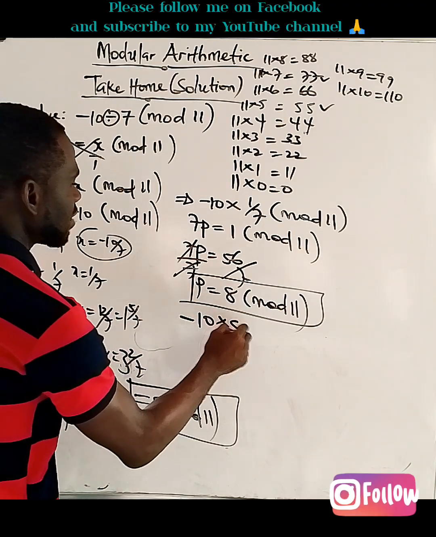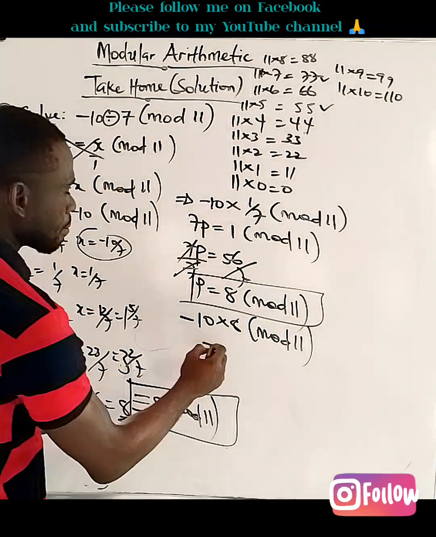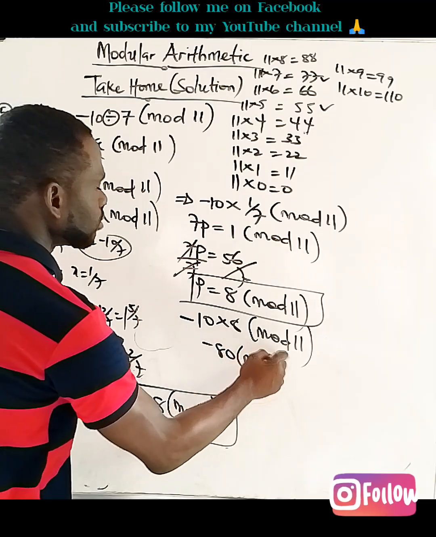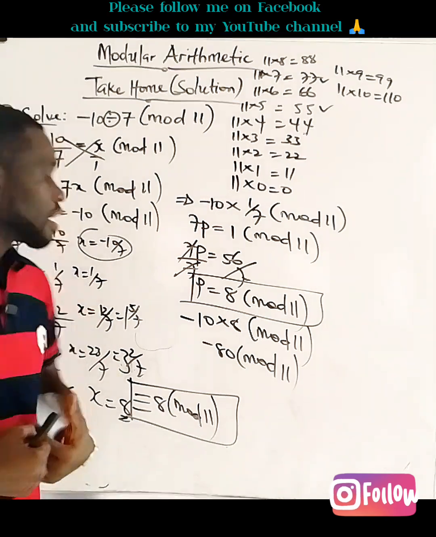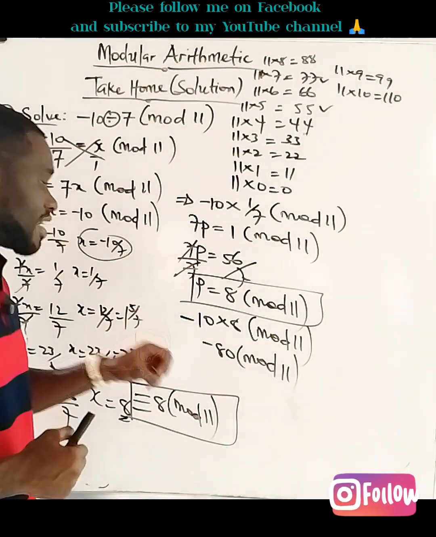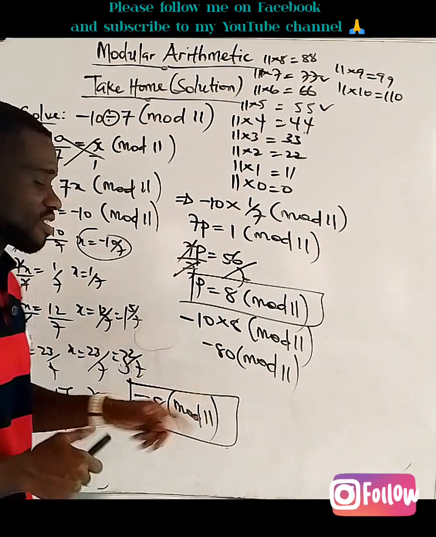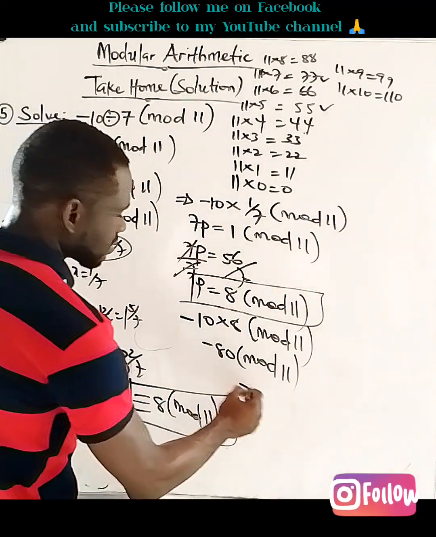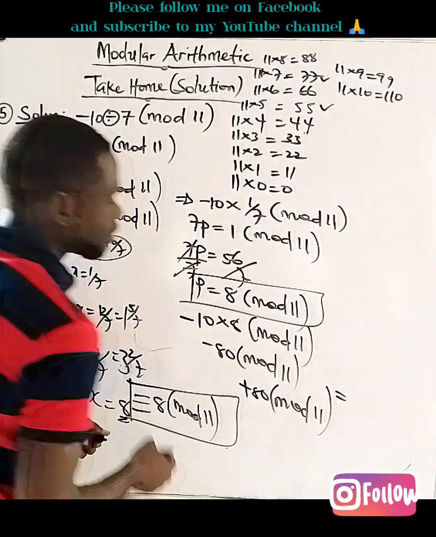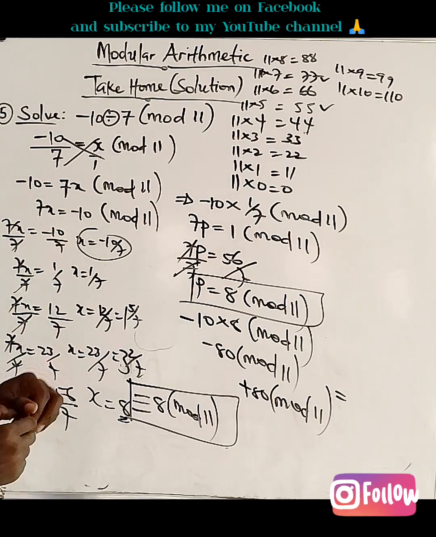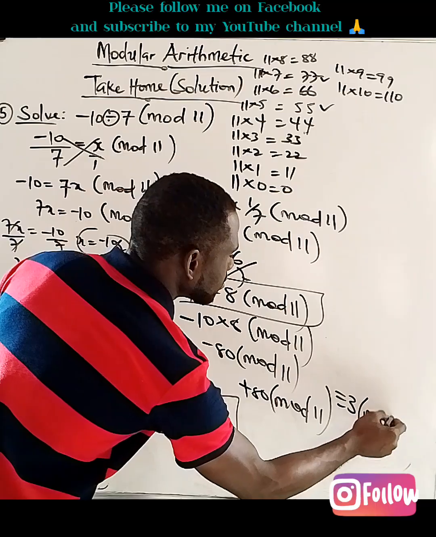Minus 10 times 8, to be written in modulo 11. So minus 10 times 8 will give us minus 80 modulo 11. So what's it going to be? Don't forget, for those that have been following these lessons, it's very easy. The easier way to convert a negative result to any given modulo is to assume that this result is positive. So you're going to assume minus 80 to be plus 80. So let's convert that. Plus 80 written in modulo 11, what am I going to get? 11 times 7 gives us 77. So that is 7 remainder 3. So that will give us 3 modulo 11.